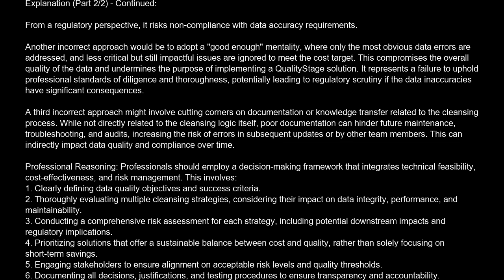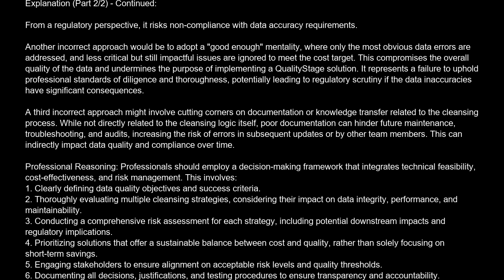Another incorrect approach would be to adopt a "good enough" mentality, where only the most obvious data errors are addressed, and less critical but still impactful issues are ignored to meet the cost target. This compromises the overall quality of the data and undermines the purpose of implementing a QualityStage solution. It represents a failure to uphold professional standards of diligence and thoroughness, potentially leading to regulatory scrutiny if the data inaccuracies have significant consequences.